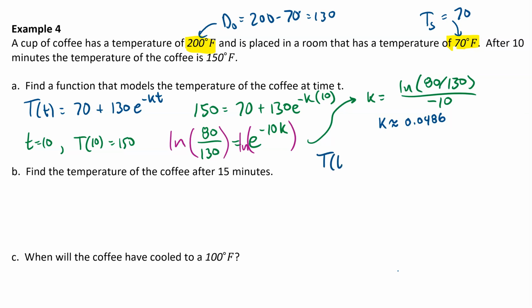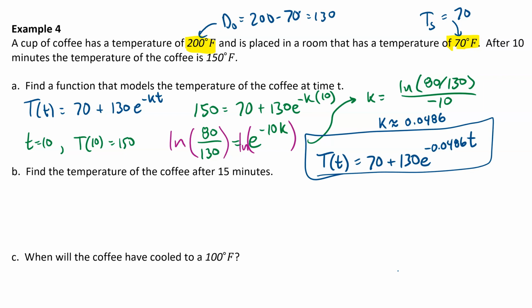And then putting this together gives us our model. So the temperature at time T in general is going to be given by 70 plus 130 e to the negative 0.0486 T. Now, again, I encourage you to pause the video and try to use that model to solve parts B and C.